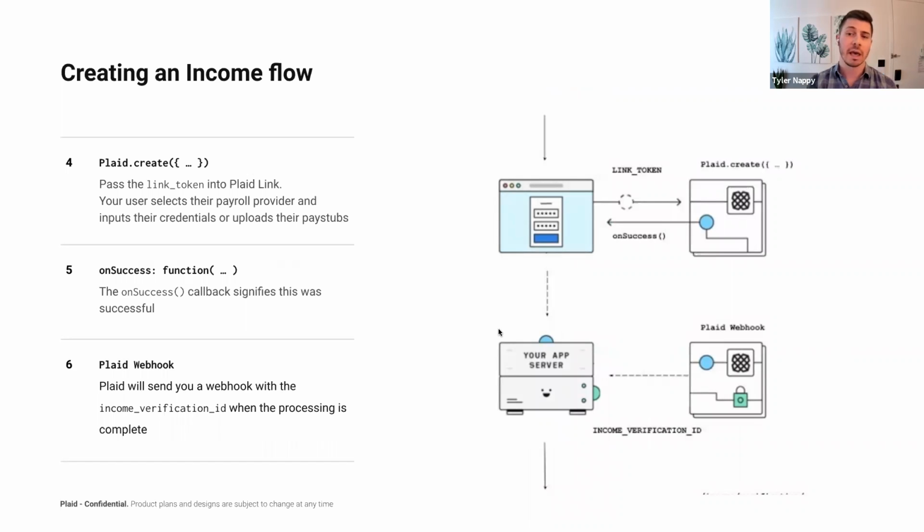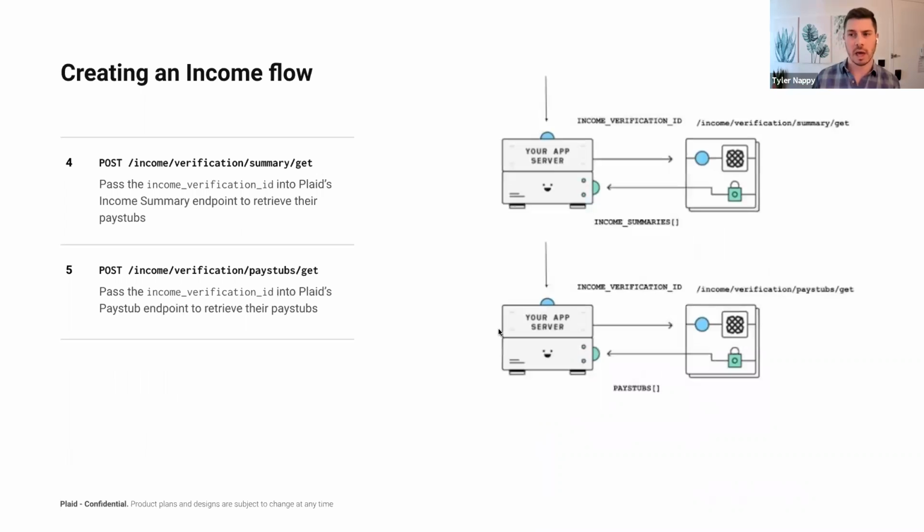and you initialize it within Plaid Link. Then when the user goes through that flow, they input their username and password. When it's successful, the on success callback fires, letting you know that this has been successful. From there, Plaid goes and aggregates the information. When it's completed, we fire a webhook to the webhook URL that you initially sent over when creating that income verification, and it has the income verification ID within the payload. So then you would know that now it's time to pull that information.